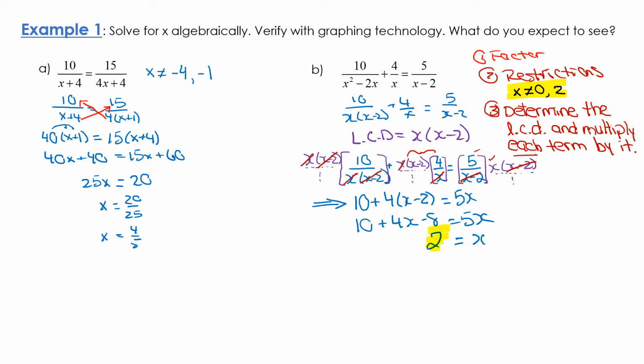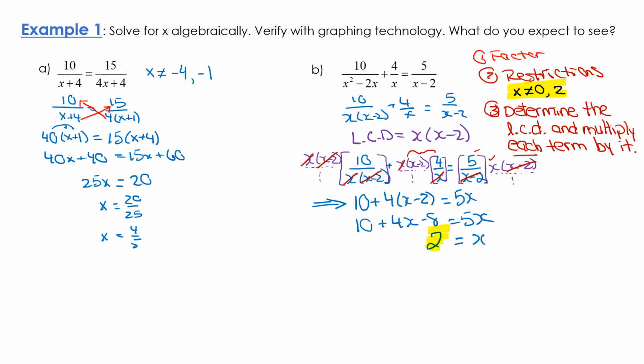So we have to remember that our original question did have fractions and it did have denominators and there were restrictions. So x equals 2 is an invalid or an extraneous solution because of the restriction. There are actually no solutions to this question.